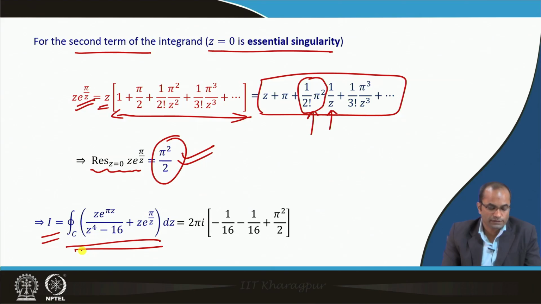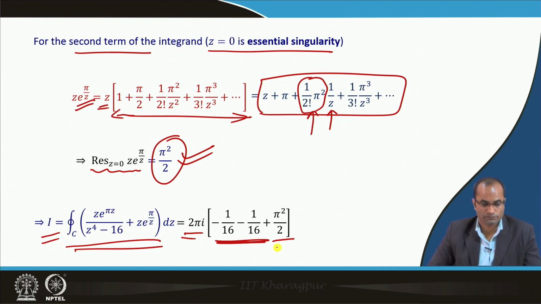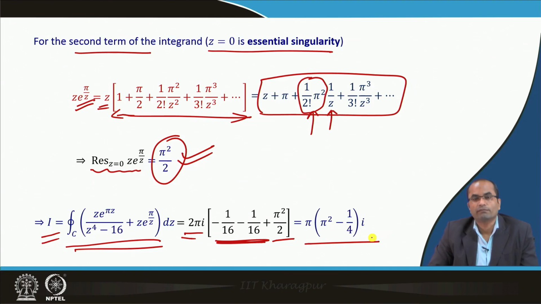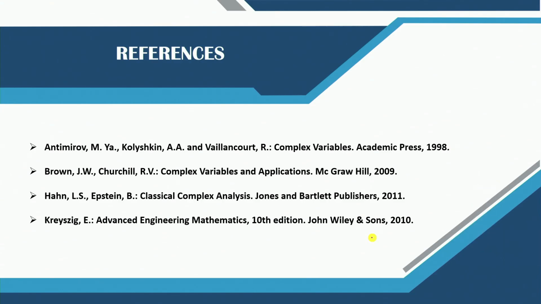and the integral is then to be evaluated. So, we have 2πi times the sum of those two residues, and then the third one, where the function has the essential singularity, π^2 by 2. So, this adds up to π^2 minus 1/4 i. So, that was the example where we have also considered one of the singular points as an essential singularity.